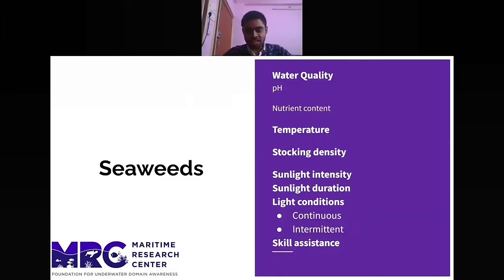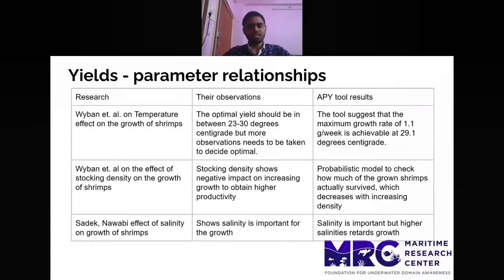The skill assistance, as I have already explained, is needed because some researchers showed that in Gujarat, the farmers are not willing to do seaweed farming because they feel they don't have the required knowledge. And we make use of these researches to formulate our APY tool and mathematical relations. So let's have a look at Viban et al. They give information about temperature and stocking density, but they did not give any mathematical model. So we are pioneering in making the formulations that can be used for the development of a whole framework.